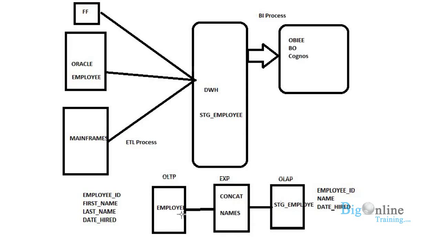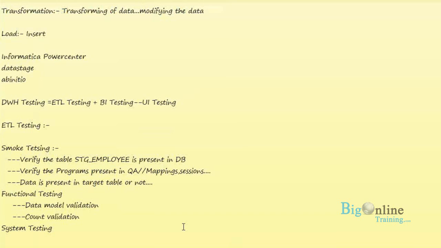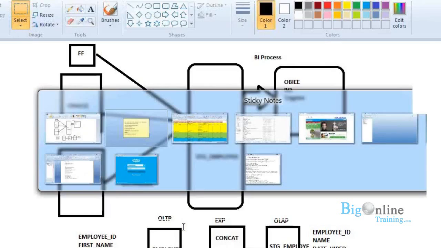I need to be sure that my program is not discarding any data, and the number of records present in the employee table should be the same as the stg_employee table. So I'm going to validate this.